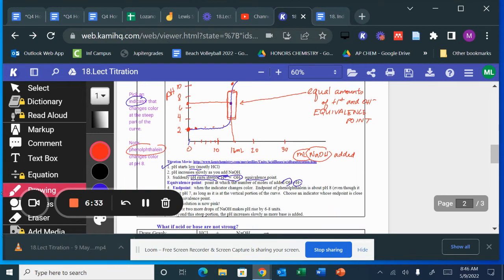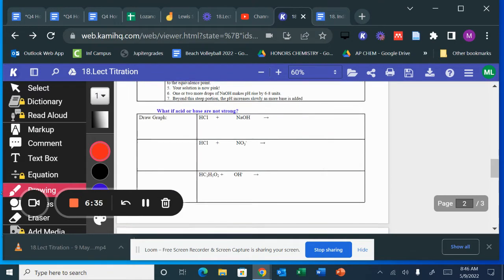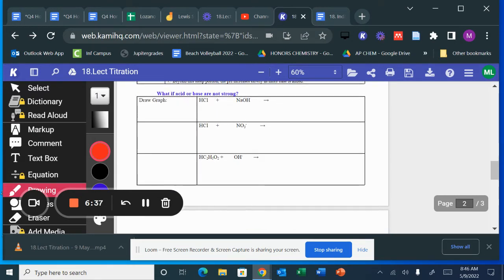Now, if one of these is weak, then the pH here might change. Let me demonstrate. So here you have HCl and NaOH. H plus OH minus is water, and Cl minus plus Na plus is NaCl. So what you're doing here is your unknown is the OH minus.